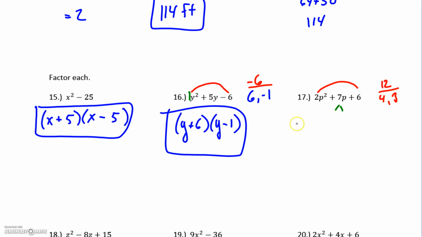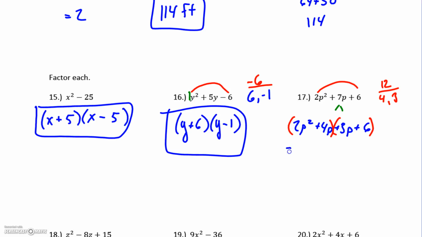All right, so instead of having 2p squared plus 7p plus 6, instead of a 7p, I'm going to rewrite that as a 4p plus 3p, because that's the same thing as a 7p. So essentially what I've done is I've gone from 3 terms to 4 terms so that now I can do factor by grouping. So I group the first 2 terms together, group the second 2 together.